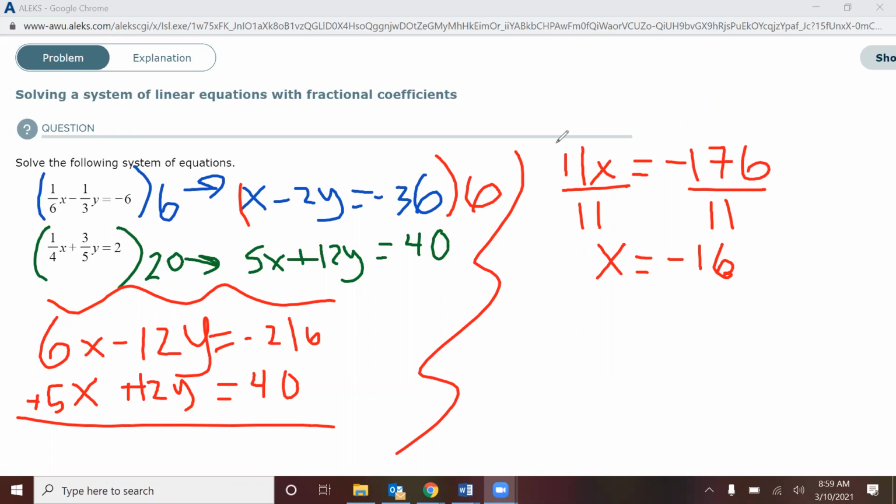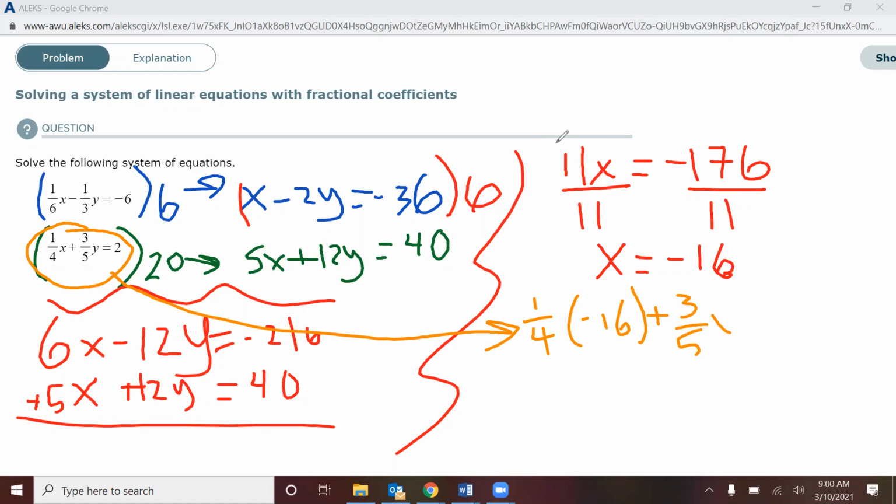Now I'm ready to determine what y is. So I go back and I pick an equation. I think I'll pick that one right there. I'm picking that one because I know that when I multiply the 1/4 by negative 16, I will lose that fraction and make the problem slightly easier. So I plug the negative 16 in for x, and I solve for y.